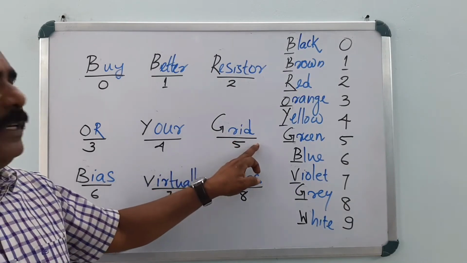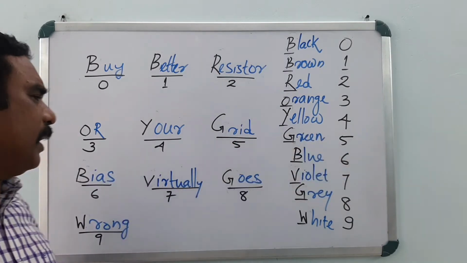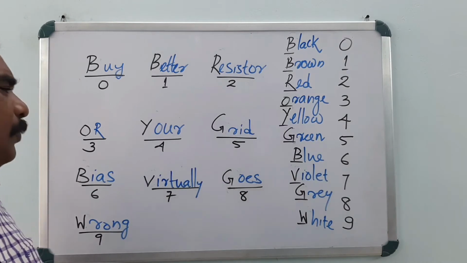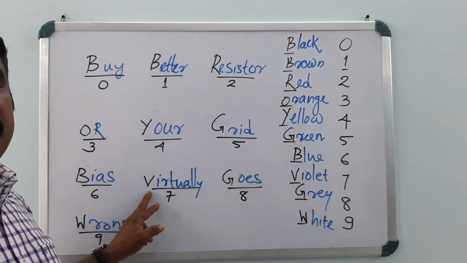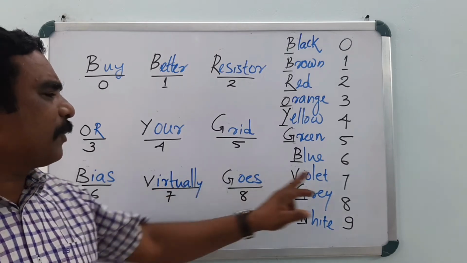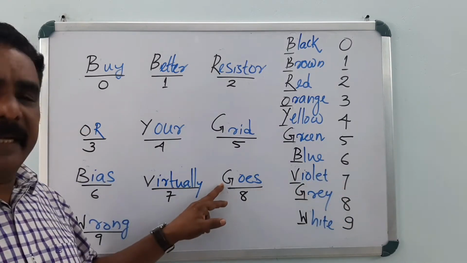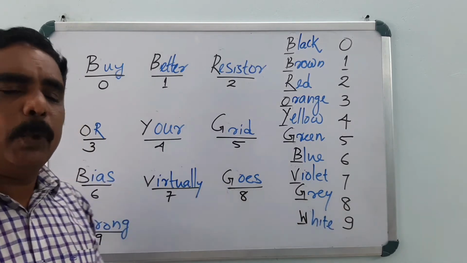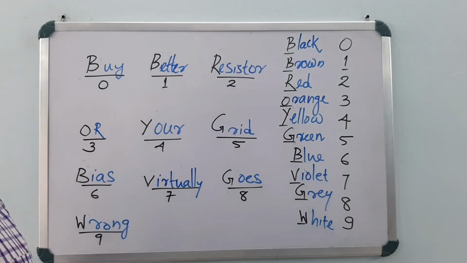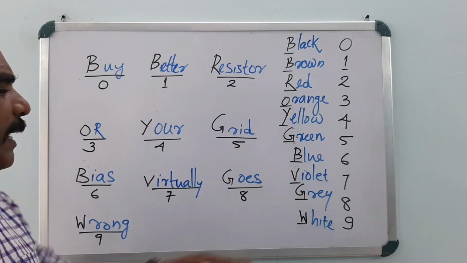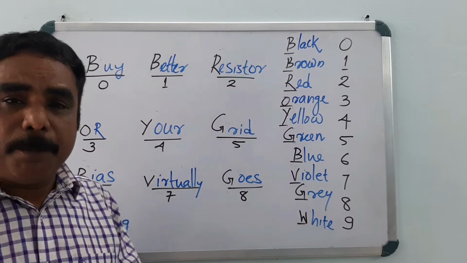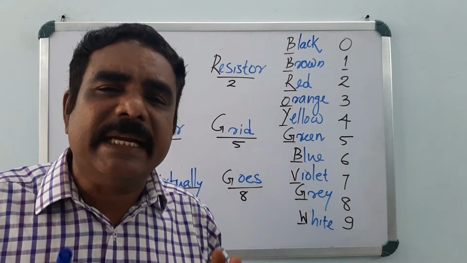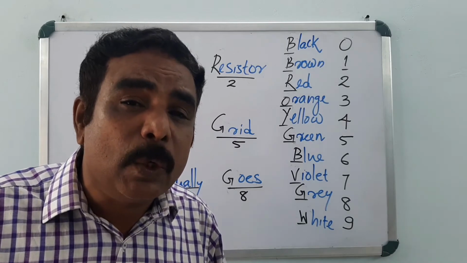Capital G from the word grid stands for green, 5. B from bias stands for blue, 6. Virtually, from that we have the first letter V stands for violet as 7. Gray, that means the ash colored ring, is assigned value 8. And finally, W from the last word stands for white, 9. Buy better resistor, or your grid bias virtually goes wrong.